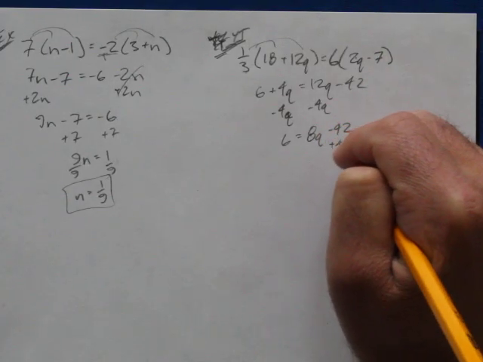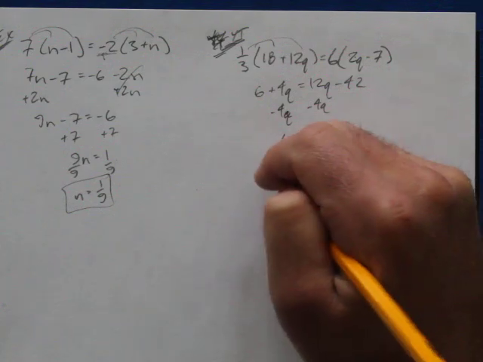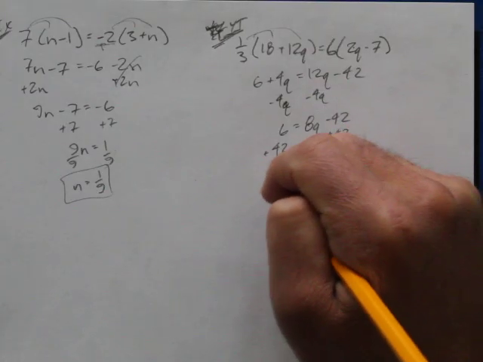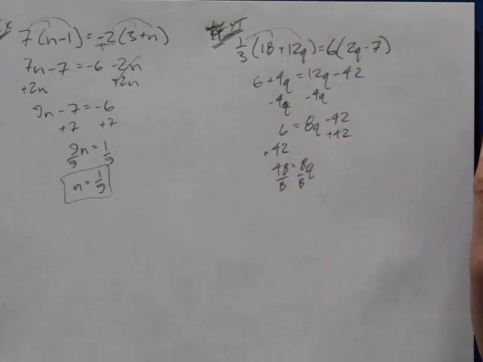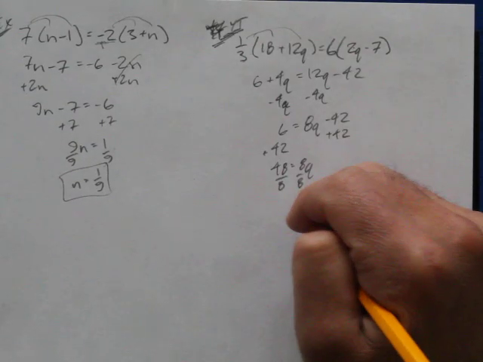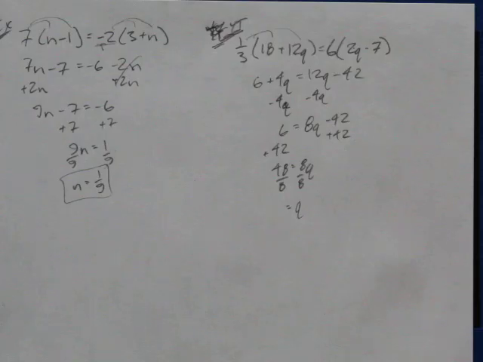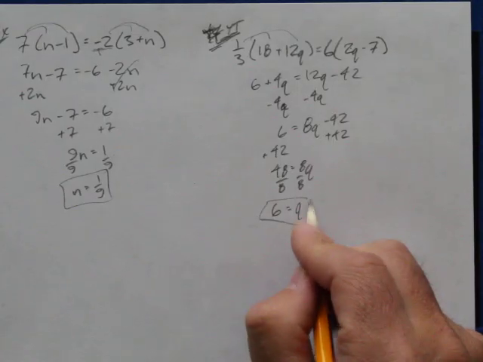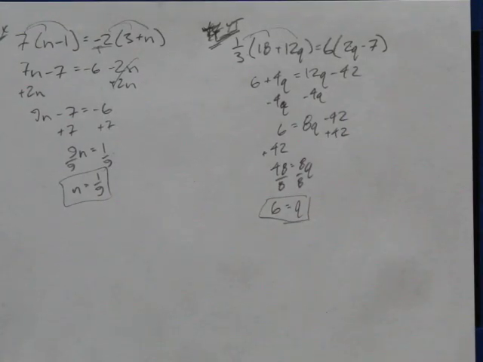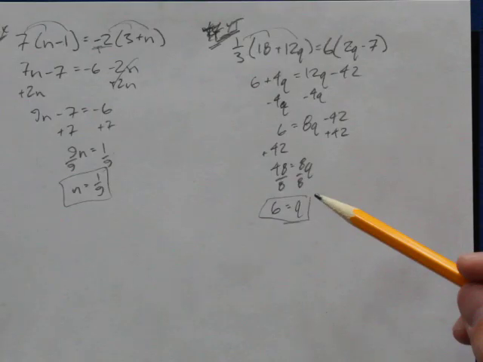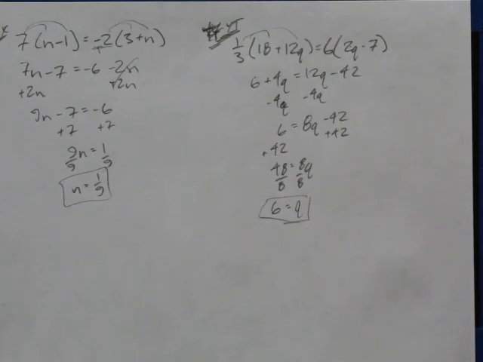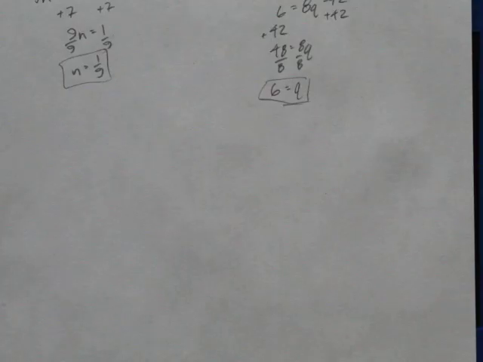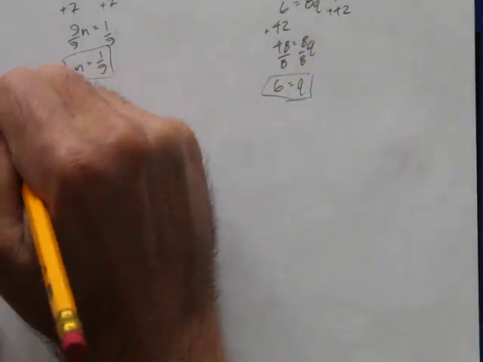Add 42 to both sides. And I get 48 equals 8q. Now I divide by 8. And 48 divided by 8 is 6. Right? Yes, q equals 6. And I can plug that back in to double check my work. But we're all set there. And now, I've got 4 more examples for us to do. We're going to look at some special solutions.